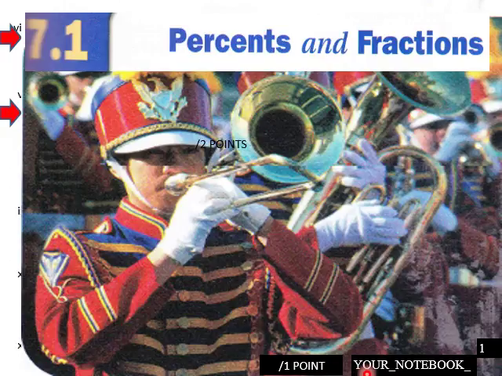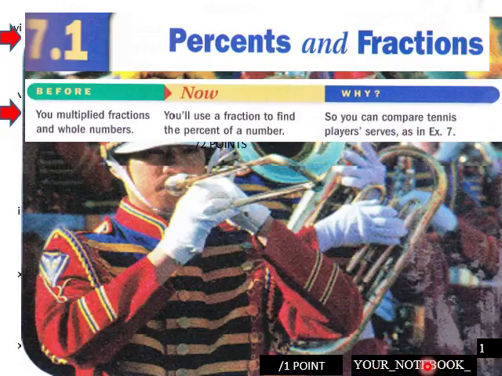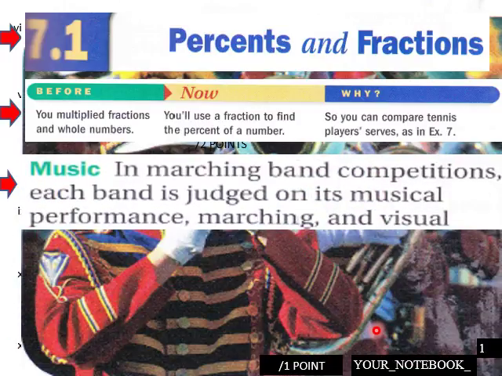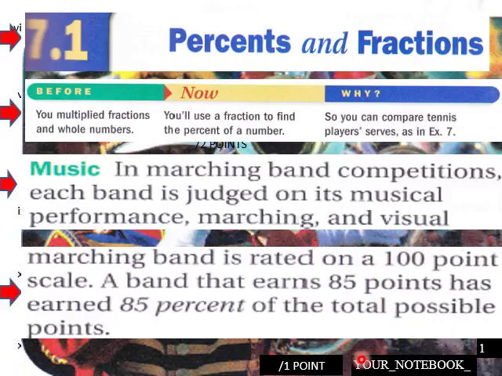Percents and fractions, this is for your notebook students. You multiply fractions and whole numbers. You use a fraction to find a percent of a number. So you can compare tennis players' serving percentages. But then meanwhile, a marching band. Bennett earns 85 points, has earned 85% of the total possible.